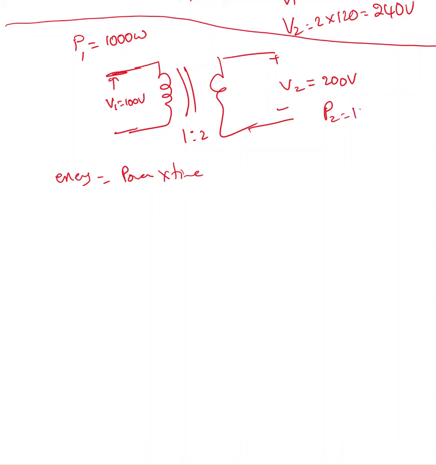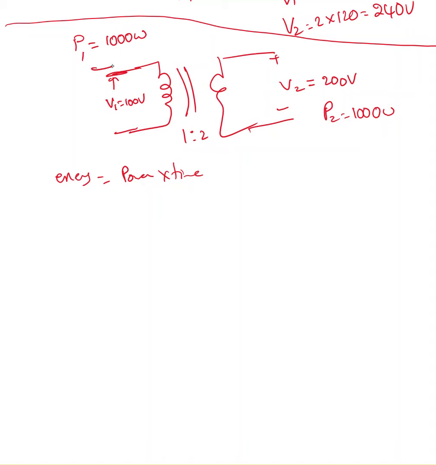Power times time. So basically, if I give 1000 watt to this transformer, if it is an ideal transformer, your P2 is also going to be 1000 watt, ideal case. In reality, most transformers are 90-95% efficient, so it will give you only 950 or 900 watt. But in the ideal case, if I take 1000 watt here, it will give you 1000 watt. You cannot step up the energy. All we are doing is stepping up the voltage.